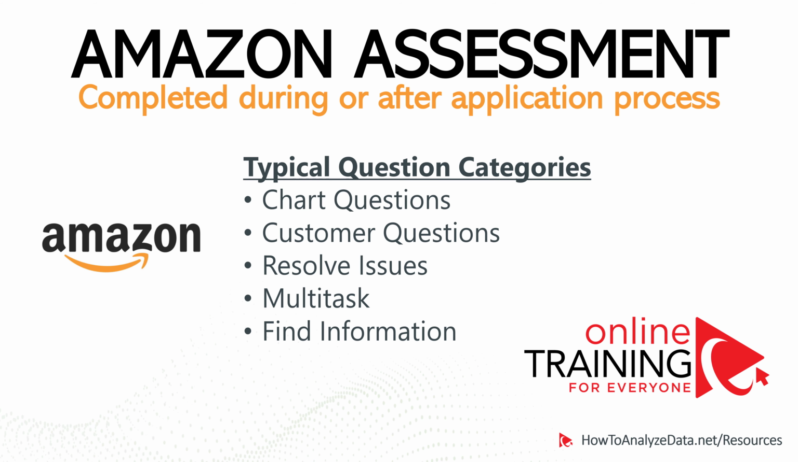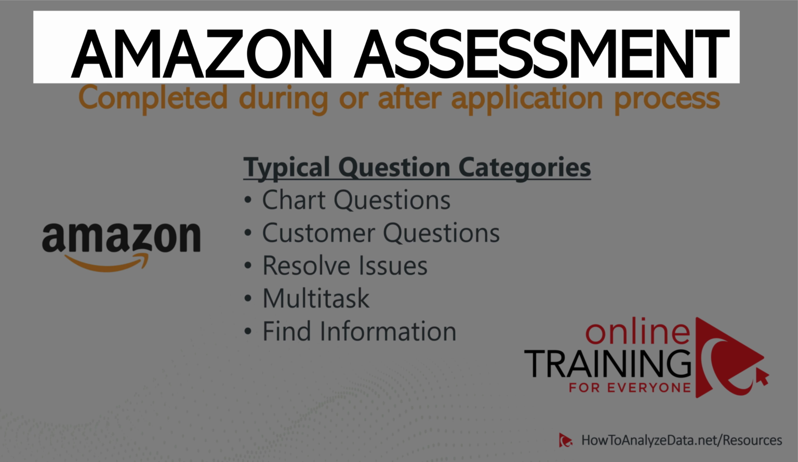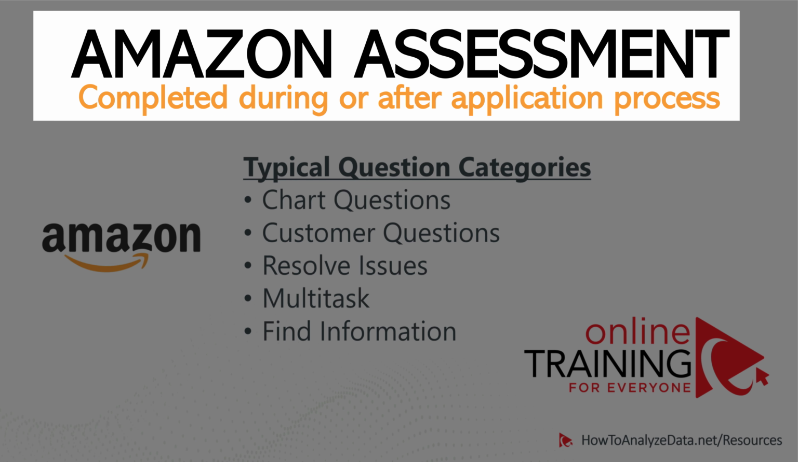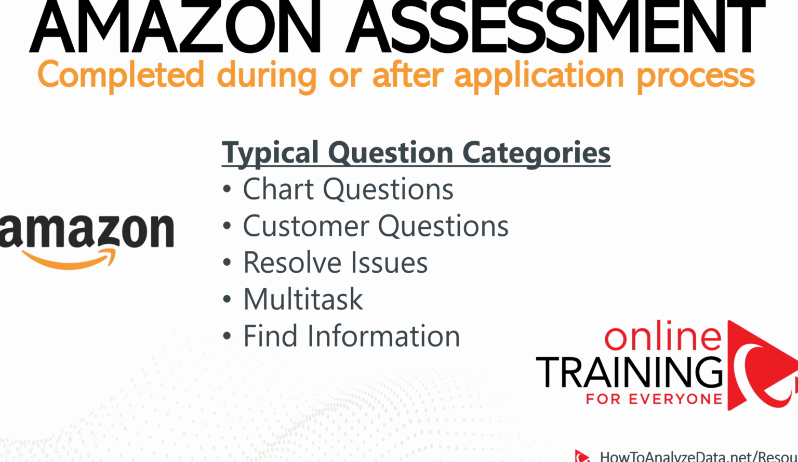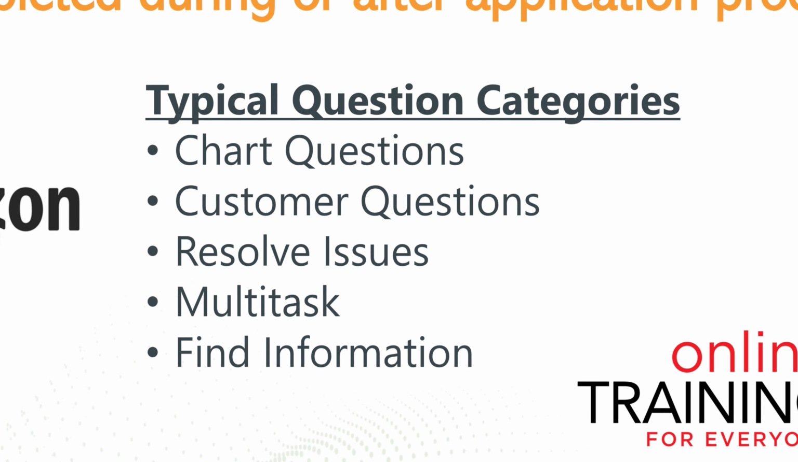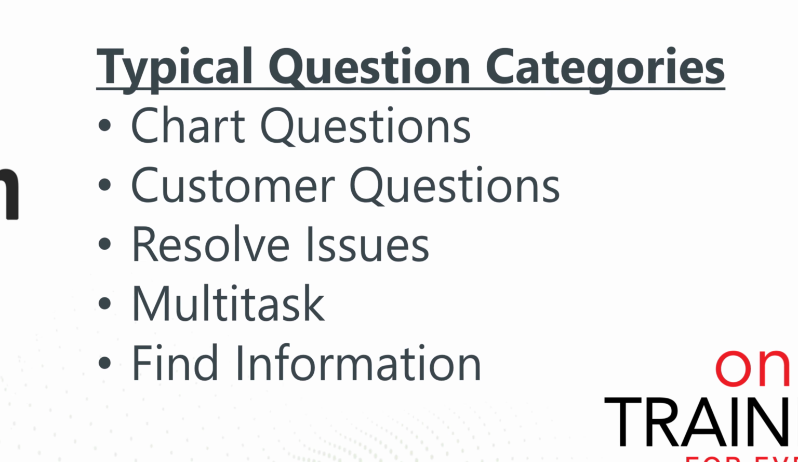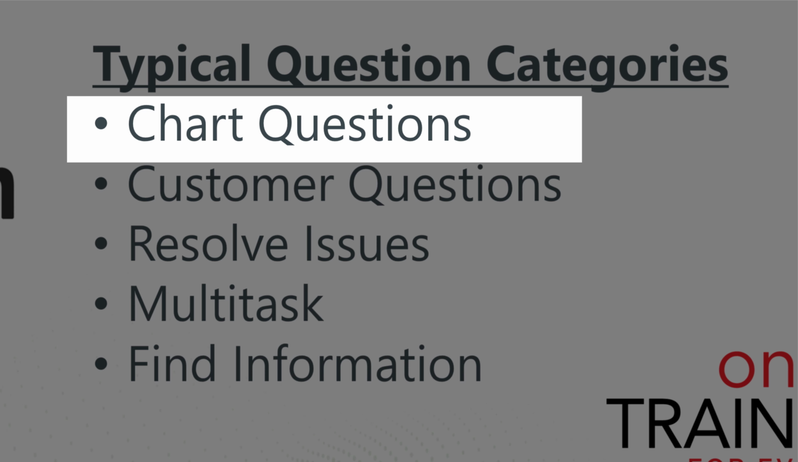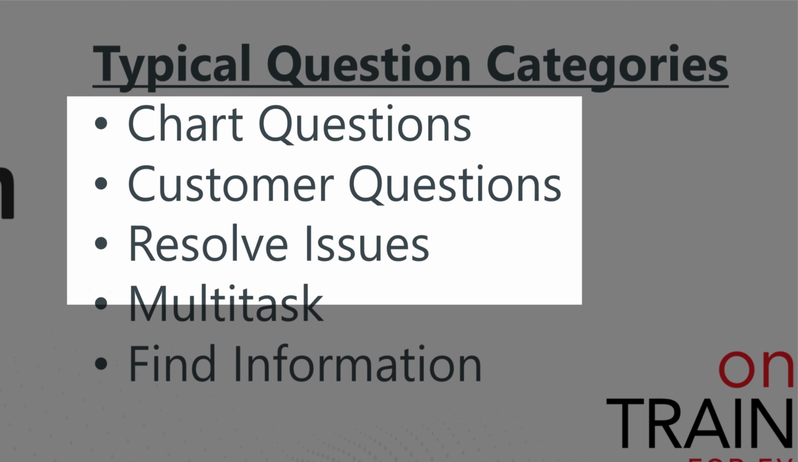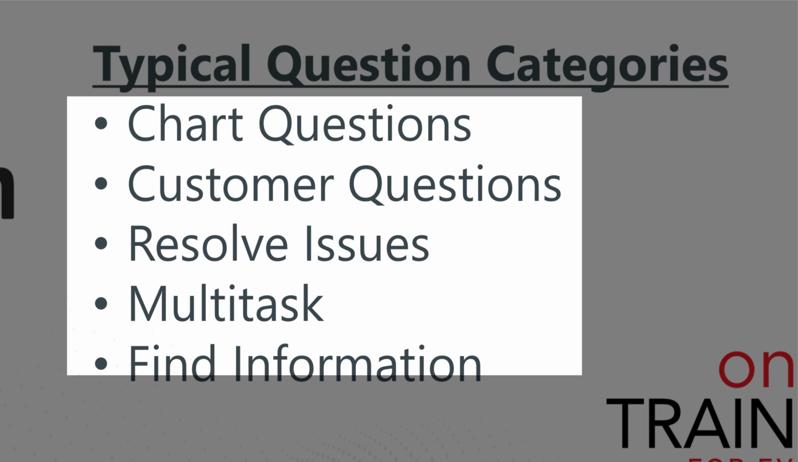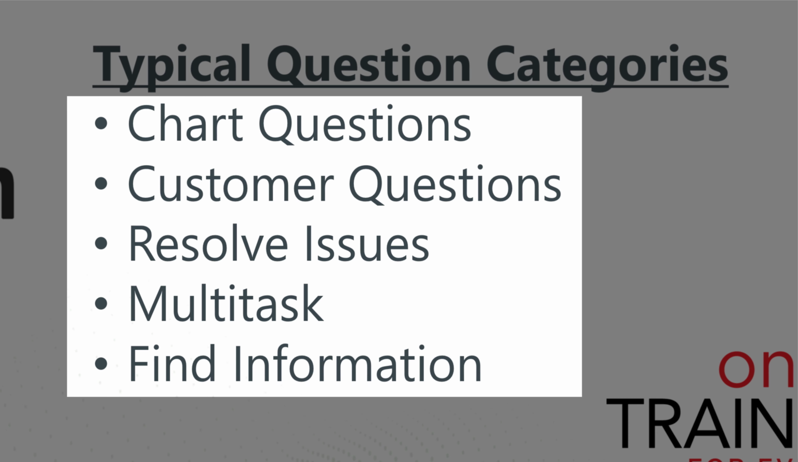Depending upon the position you're applying for, you might be asked to take an assessment test during the application process or complete it separately after you have applied. Typical Amazon's online assessment tests your abilities in problem solving, prioritization, and interpretation abilities. Depending upon the role you're applying for, you might be asked to interpret the data from the chart, answer a customer question, choose how to resolve an issue, multitask, or find the right information from multiple sources.